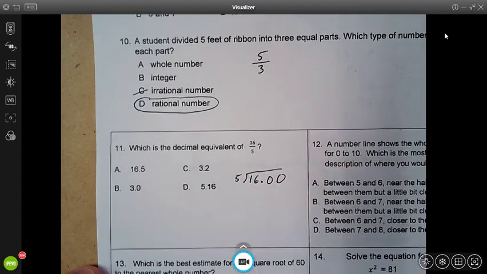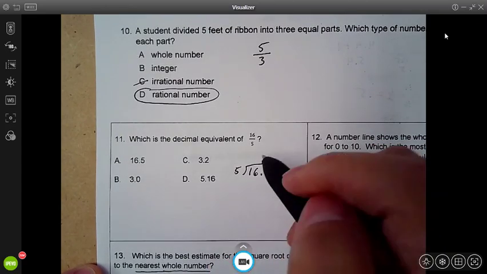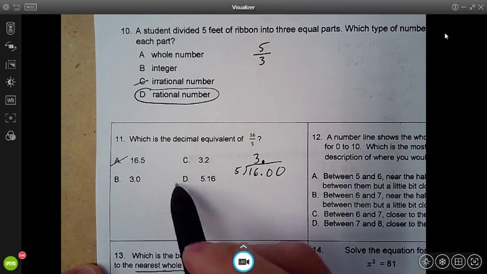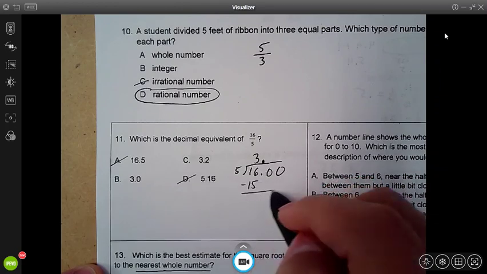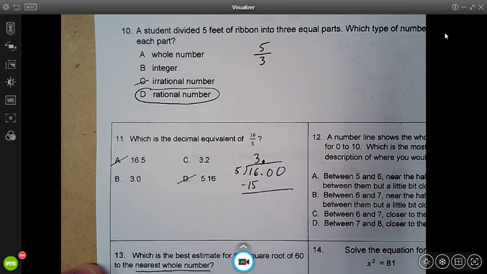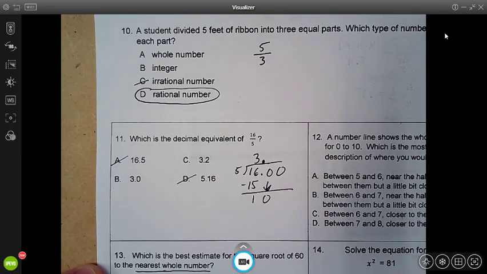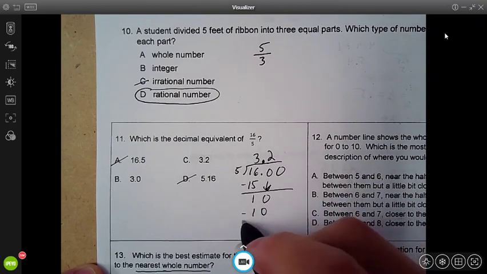Let's bring up our decimal point. 5 goes into 16 3 times. So I know it's not going to be A. I know it's not going to be B. 3 times 5 is 15. Let's go ahead and subtract here. 16 minus 15 is 1 and bring down the 0. Okay. 5 goes into 10 2 times. 2 times 5 is 10. I get my remainder of 0 there. So it's 3.2.